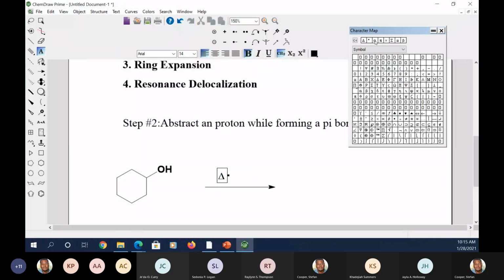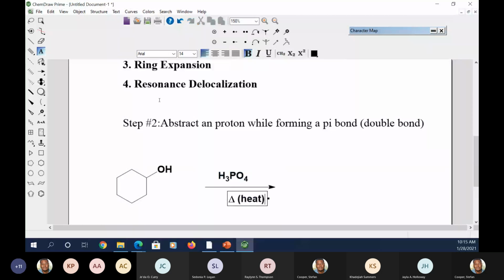All right, typically you guys are going to see me use this delta symbol for heat. So I'm going to put here in parentheses heat. When you see that delta symbol, that's indicating heat. A lot of times we don't write heat, we just write that delta symbol. So when I heat this up, I'm going to form this as my product.